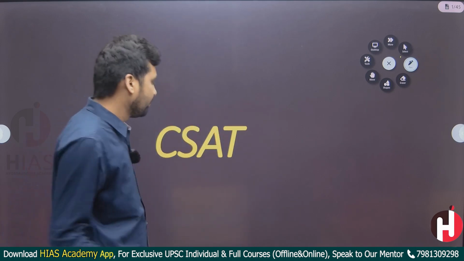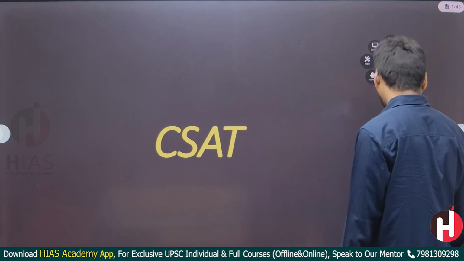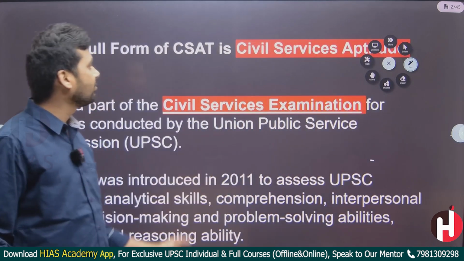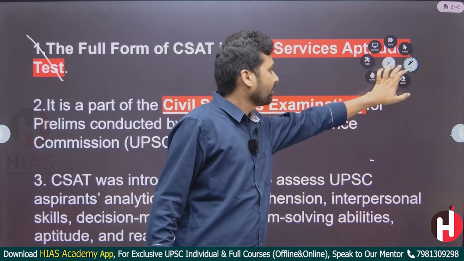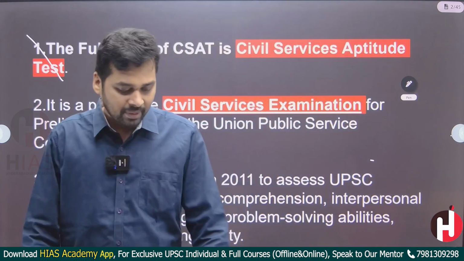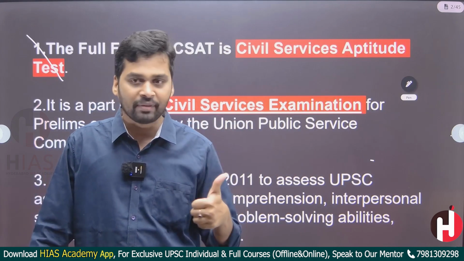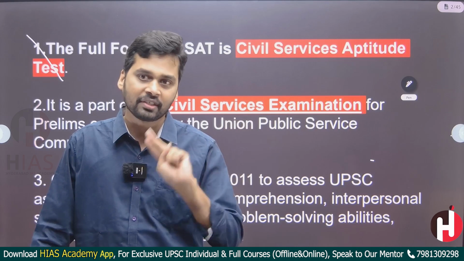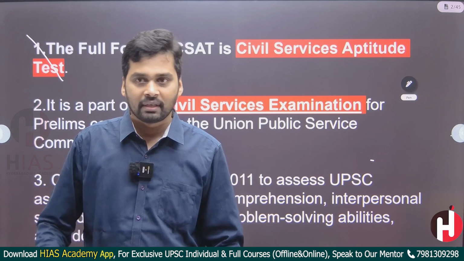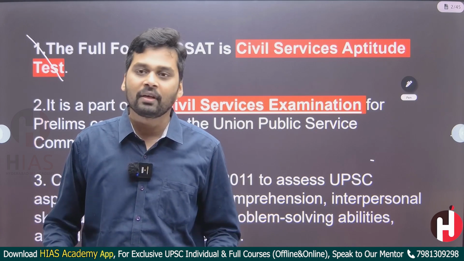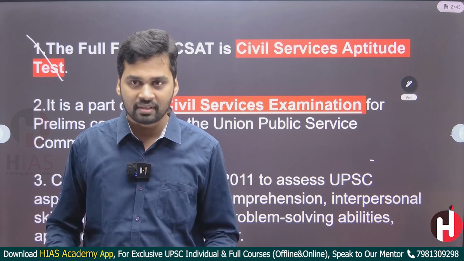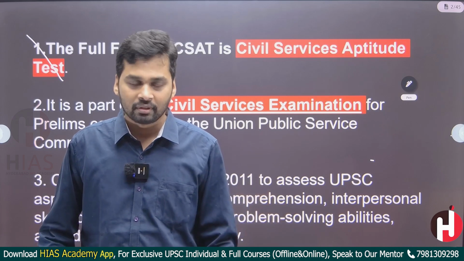So basically, the full form of CSAT is Civil Services Aptitude Test. It was actually GS paper 2. In prelims, you had two types of papers, GS paper 1 and GS paper 2. Paper 1 deals completely with general studies only. Paper 2, what is popularly known as GS paper 2, is popularly known as CSAT. So what do we have in CSAT? That is paper 2.